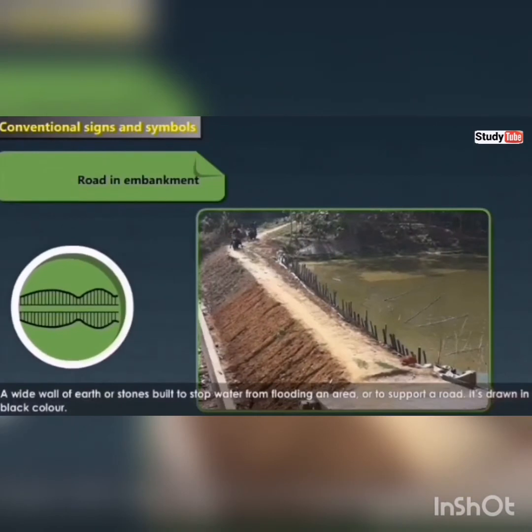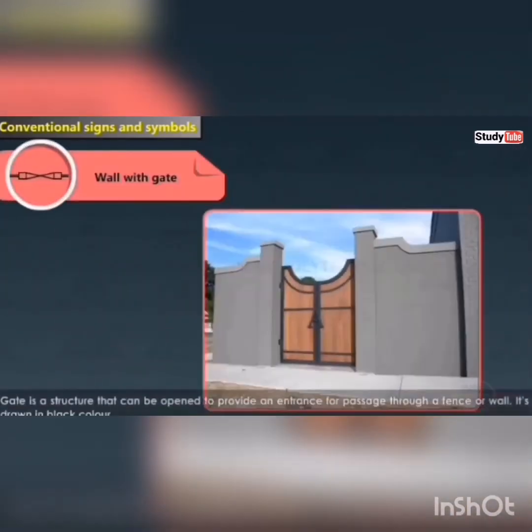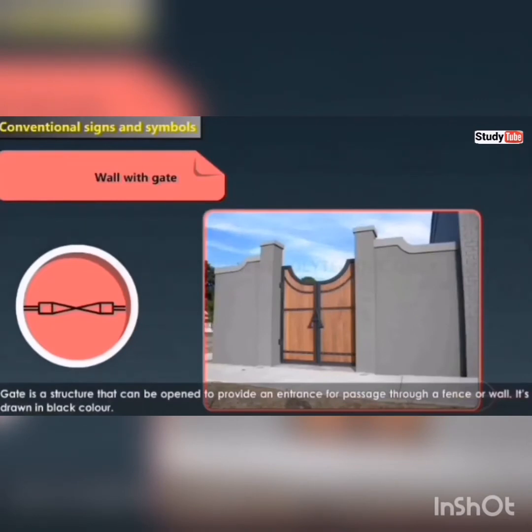Road in embankment. A wide wall of earth or stones built to stop water from flooding an area or to support a road. It's drawn in black color. Wall with gate. Gate is a structure that can be opened to provide an entrance for passage through a fence or wall. It's drawn in black color.